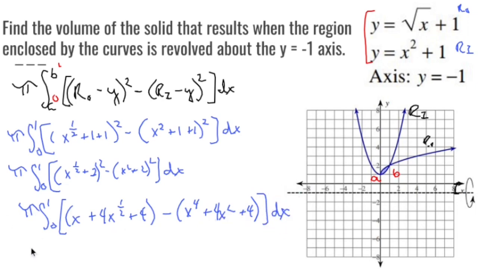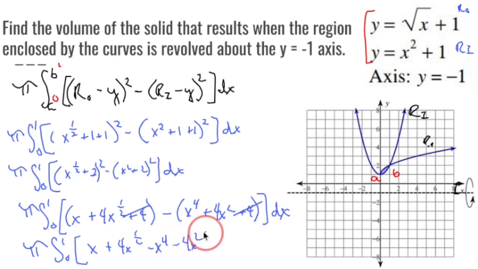Okay, let's try to simplify and distribute the negative at the same time. This is going to be interesting. So x isn't going to be touching anything else, so x is just x. Plus 4x to the 1/2, that's not going to be changing anything either. Plus 4 and minus 4 will cancel out. We've got minus x to the 4th minus 4x squared. That's our integral. There you have it. So I'm going to leave that down there.